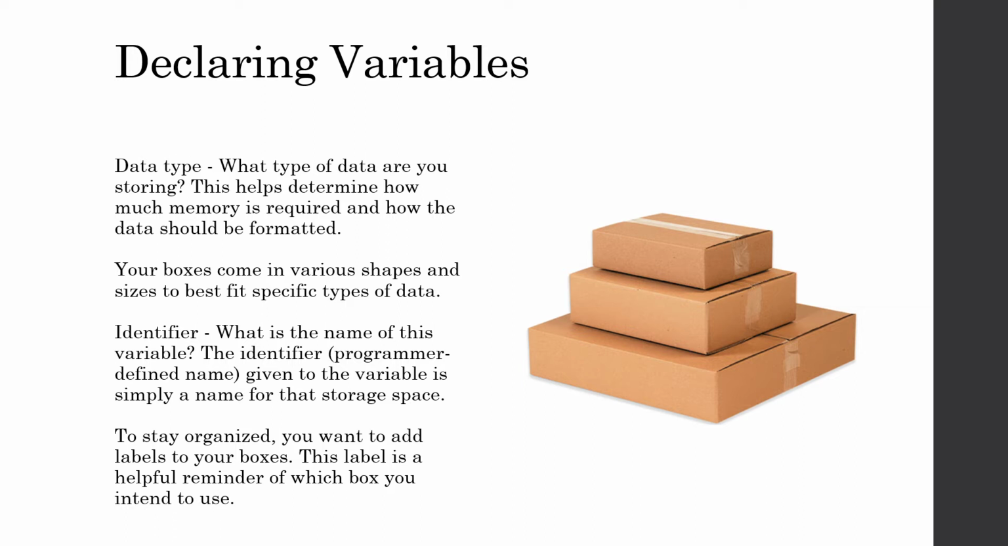If we have our identifier, our second part, this is basically just the programmer-defined name. So what name do we want to give this variable? So the identifier given to the variable is simply a name for that storage space. So again, using our box analogy, in order to stay organized, we want to make sure that we've added some labels to our boxes. That way then, whenever we want to go get a particular box that has some specific contents inside of it, we know exactly which box it is because we can just read the label on the side of it.